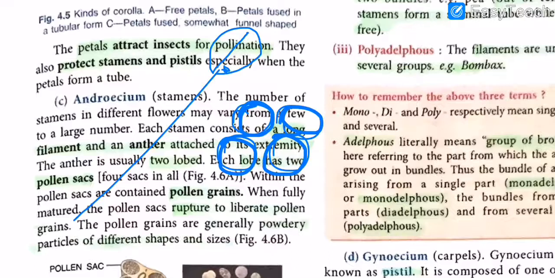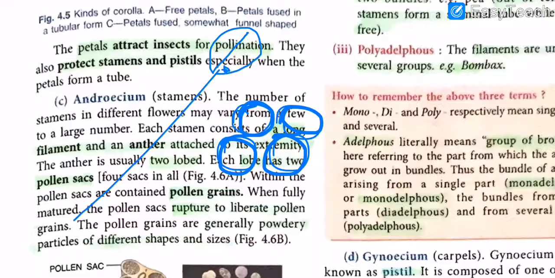Okay. Now, within the pollen sacs, you have pollen grains. Now, when fully matured, these pollen sacs rupture to liberate the pollen grains, and the pollen grains are generally powdery particles of different shapes and sizes. So, based on the agent of pollination, the pollen grains can be dry, they can be sticky, they can be big, they can be small, they can be of any type, right? They can also be covered in a waxy coating, based on the agent of pollination.